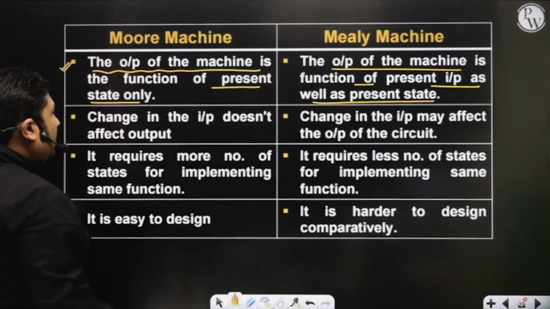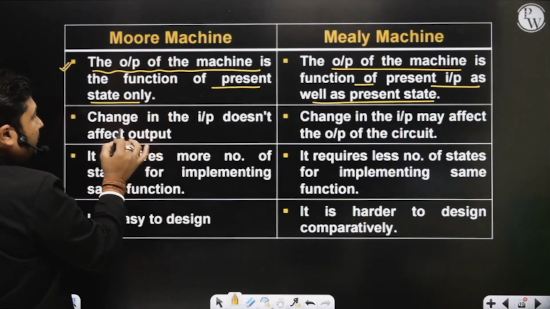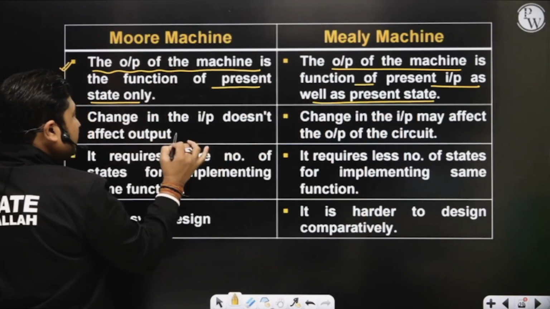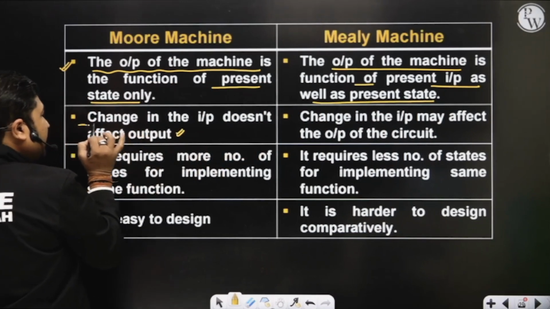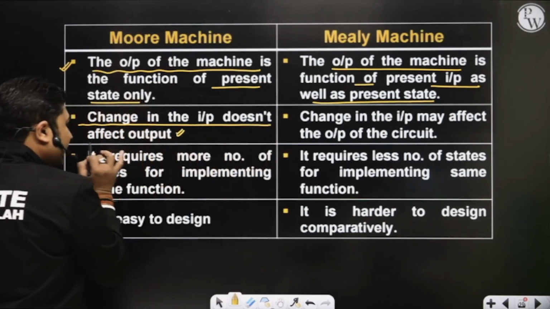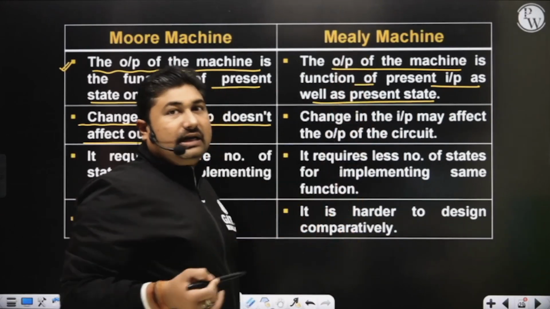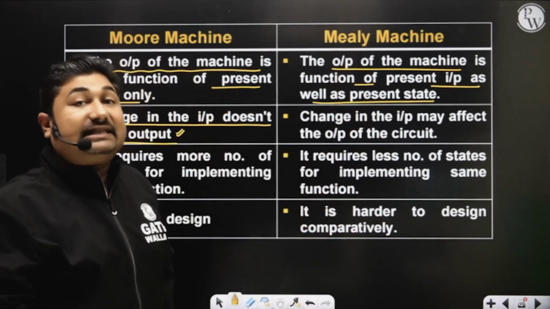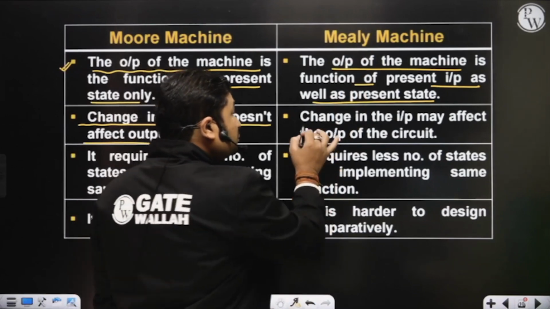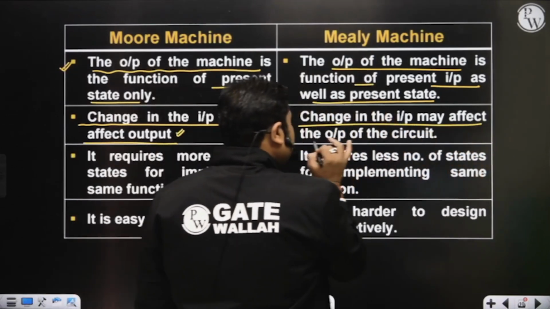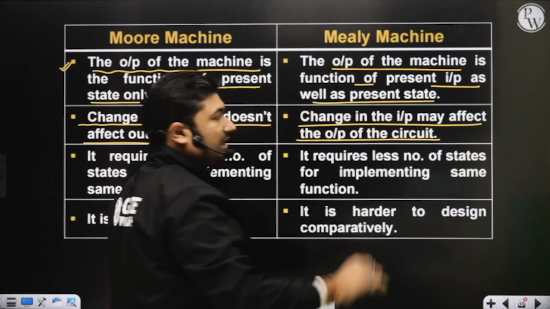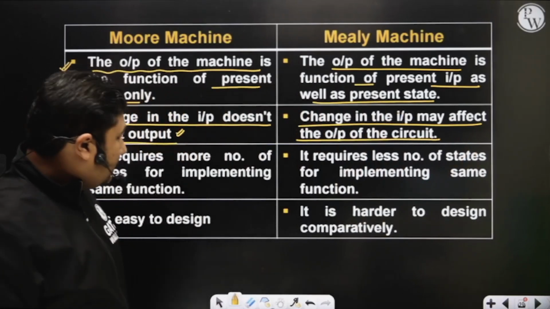Is it okay? Now next observe, in the Moore model, change in input doesn't affect the output. However, in case of the Mealy model, since output is a function of present state as well as present input, change in input may affect the output of the circuit. Is it okay?